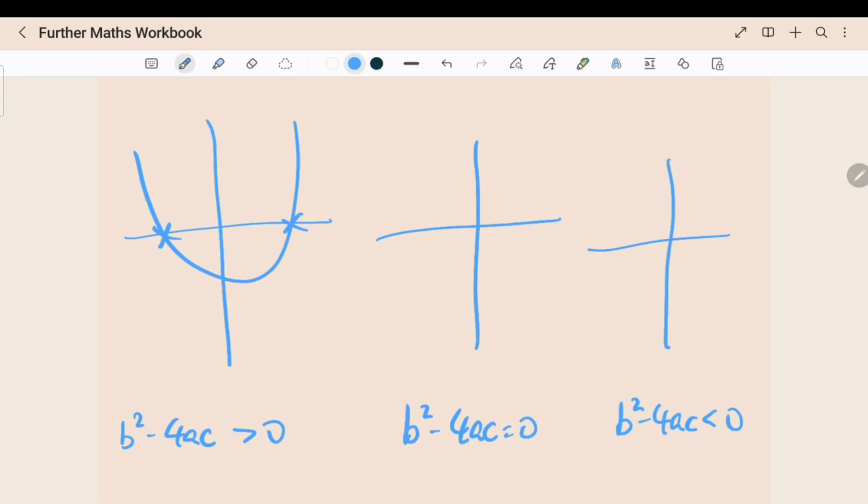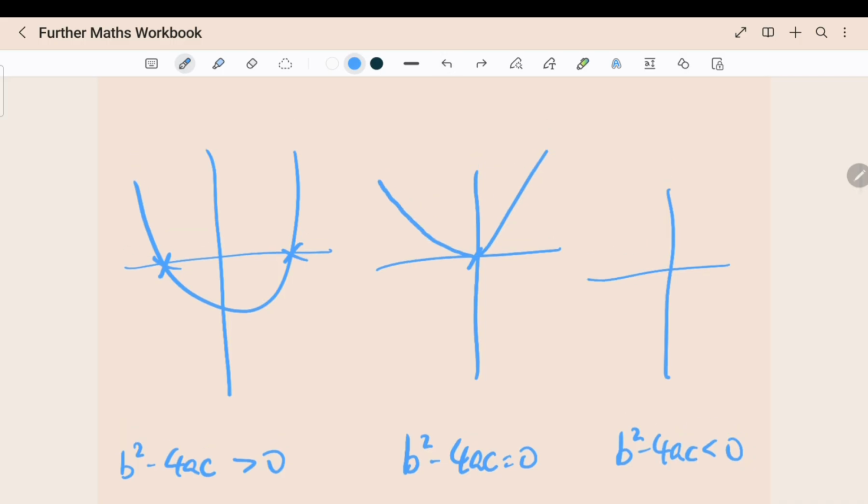So we're going to cross the x-axis twice. But if it's equal to 0, we're only going to have one root where it crosses the x-axis once. And if it's less than 0, it's not even going to cross the x-axis. So there will be no real solutions there.